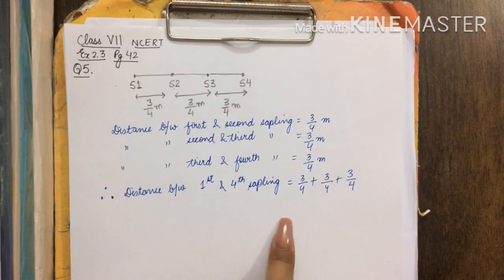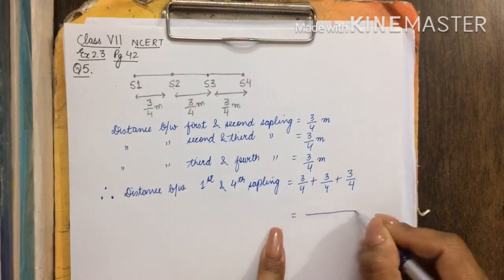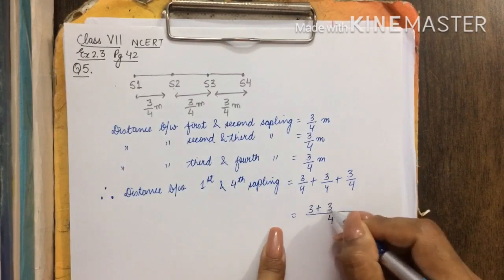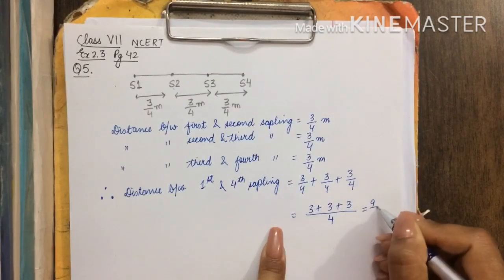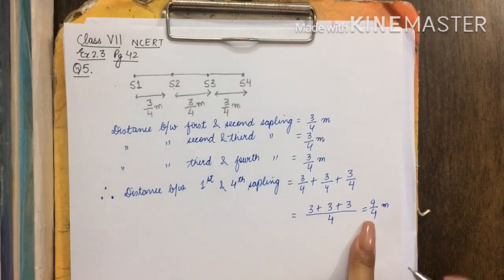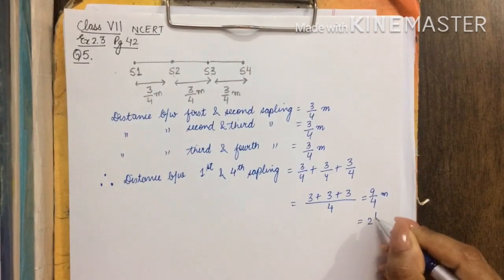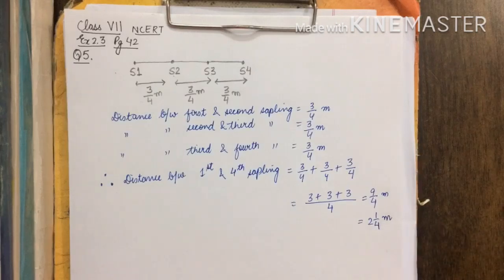You can add, these are like fractions, so the answer will be denominator same, the numerators will be added. This comes out to be 9 by 4 meters. This is an improper fraction. There is no cutting possible, so you will change it into a mixed number. So change it into a mixed number by division. You get the answer as 2 and 1 by 4 meters.